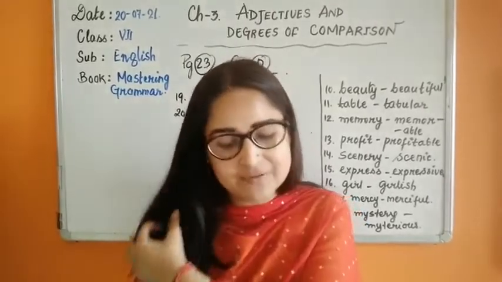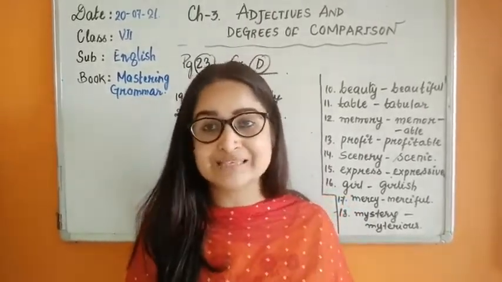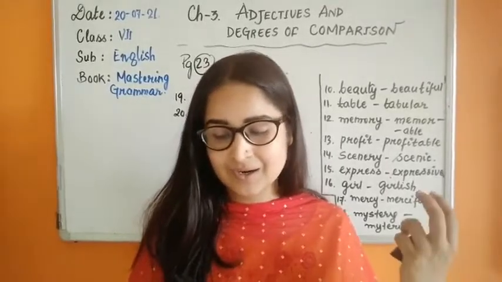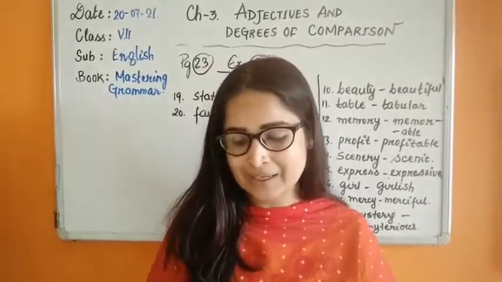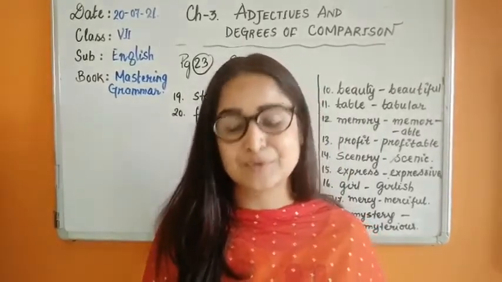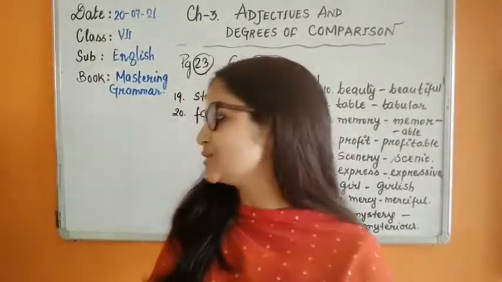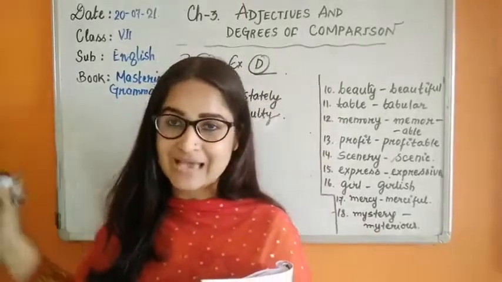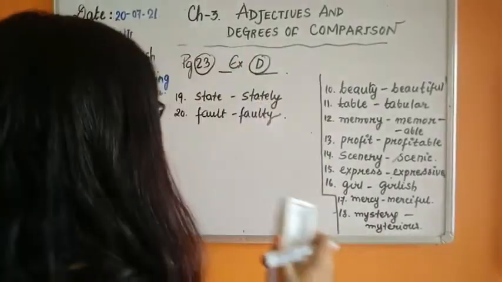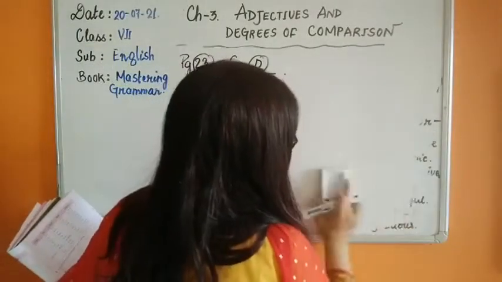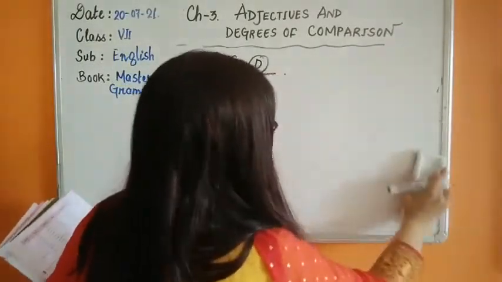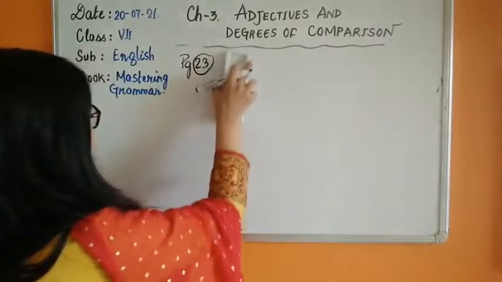Okay. Now we will see how we can add prefix and turn the adjectives into the opposite of the same word. Okay. So now let's add the prefix. I told you already what is suffix and prefix. Now children, let's form the opposites of the words by adding some prefix. Okay, we are done with exercise D.